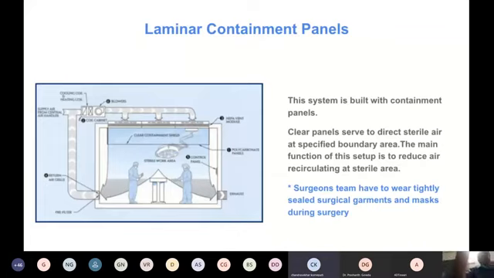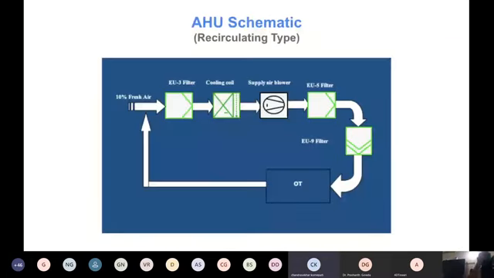These are some of the schematics which are followed across the globe. This is a recirculation system where we take 10% of fresh air. Then this is the air handler schematic. It's an air handling unit where we take 10% of fresh air and mix it with the air which has been extracted from the OT. Then we have an EU3 filter, which in slang is the pre-filter before the coil.